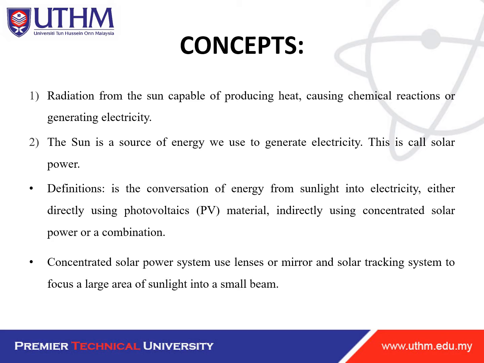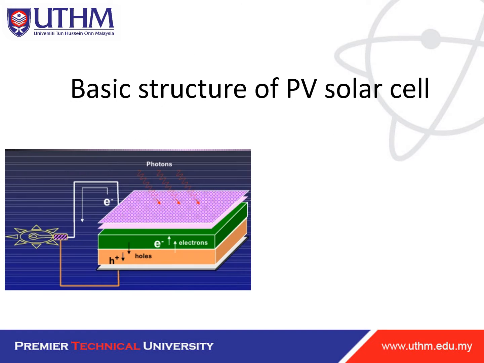The definition of solar is the conversion of energy from sunlight into electricity, either directly using photovoltaic, which is PV material, or indirectly using concentrated solar power, or a combination. Concentrated solar power systems use lenses or mirrors and solar tracking systems to focus a large area of sunlight into a small beam. So next is the basic structure of a PV solar cell.